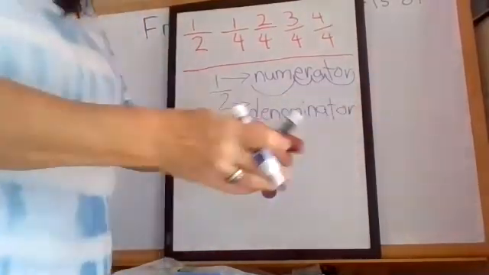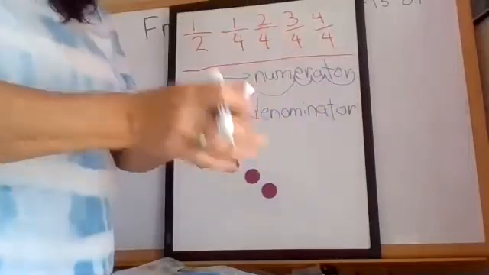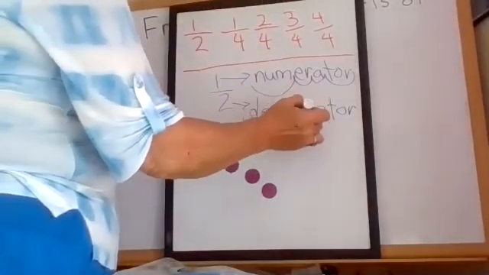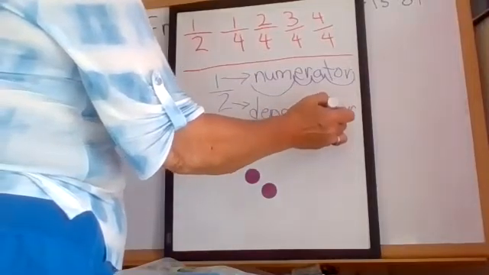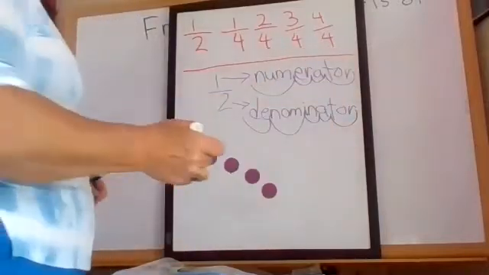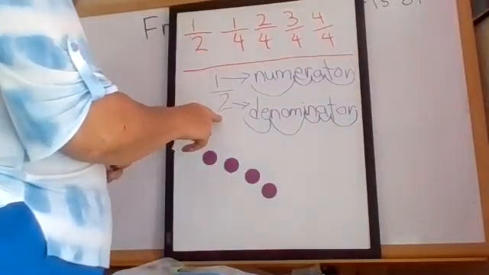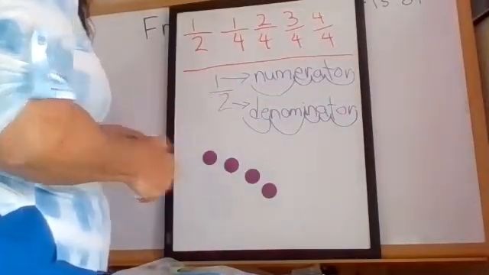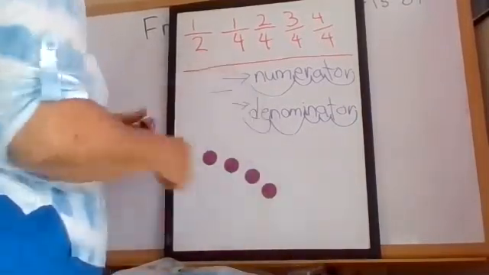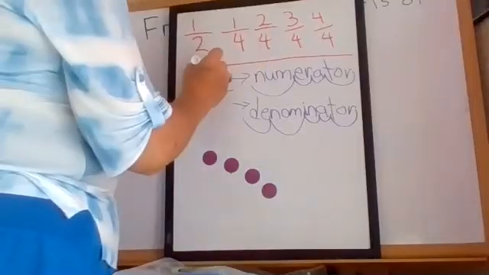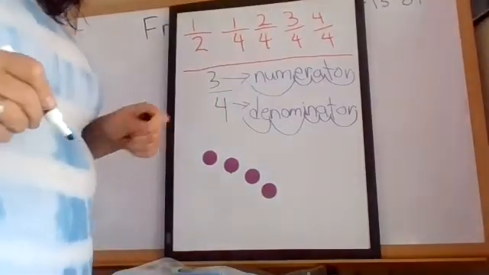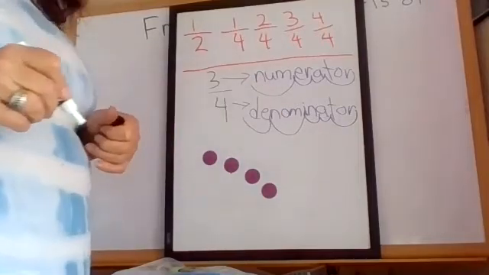Let's clap that one out. Denominator. That is 5 syllables. Look at that. Here's the word in, and here's the word a, and tor. Denominator. That is 5 syllables. We always call the bottom number in a fraction a denominator, and the top number is called a numerator. Let's change our fraction to 3/4. The top number is still called a numerator. The bottom number is still called a denominator.